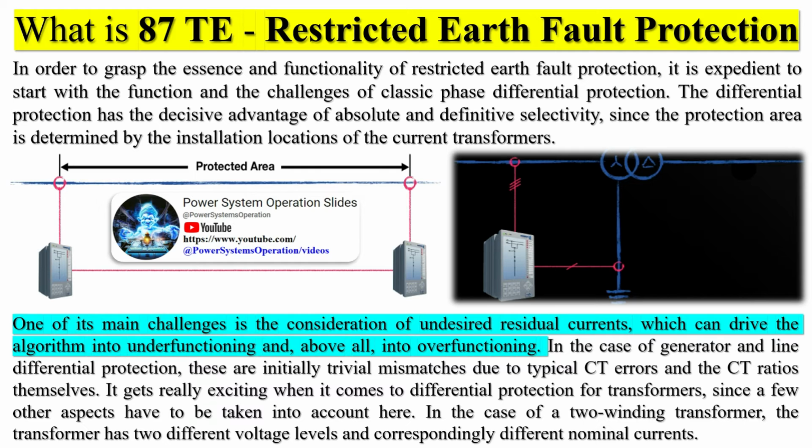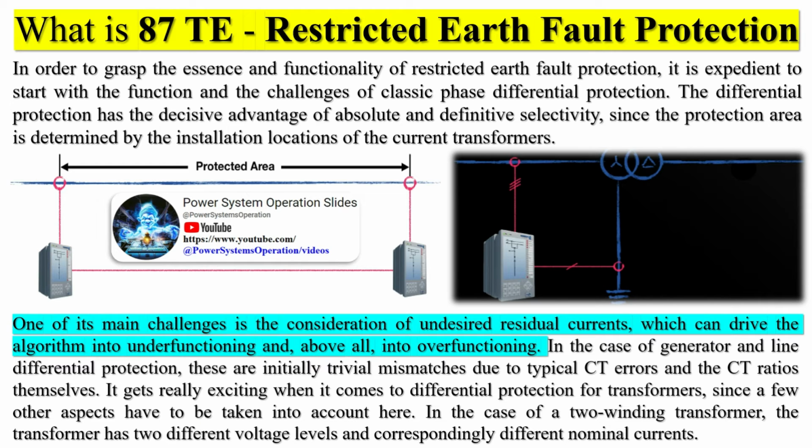In order to grasp the essence and functionality of Restricted Earth Fault Protection, it is expedient to start with the function and the challenges of classic phase differential protection. The differential protection has the decisive advantage of absolute and definitive selectivity, since the protection area is determined by the installation locations of the current transformers. One of its main challenges is the consideration of undesired residual currents, which can drive the algorithm into underfunctioning and, above all, into overfunctioning. In the case of generator and line differential protection, these are initially trivial mismatches due to typical CT errors and the CT ratios themselves.